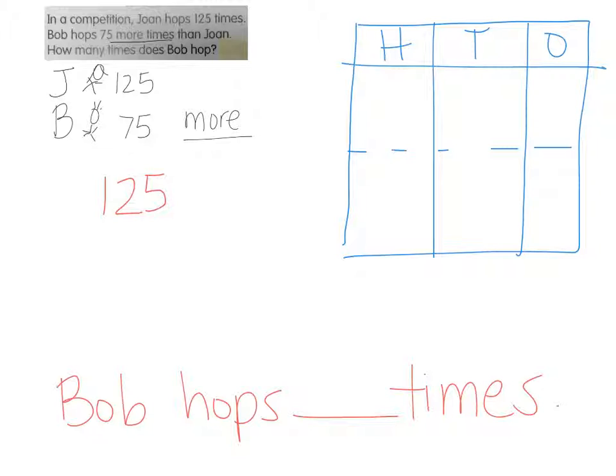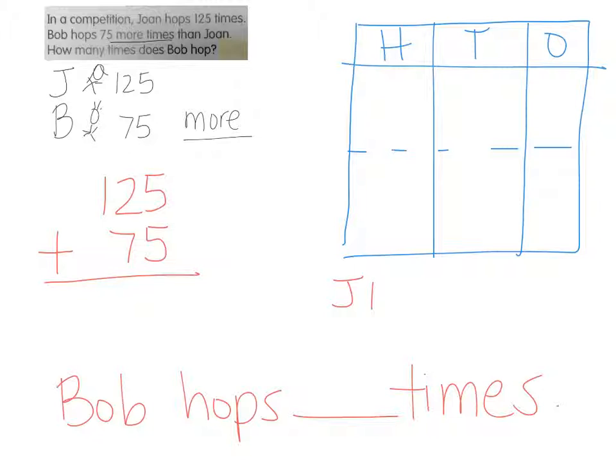Now, so do I need to add or subtract to figure this out? Add. We'll have to add. We're going to say, okay, well, he has 75 more than Joanne. So we have to add those two together, don't we? Add those two numbers together. 125 plus 75. And I could draw even a better picture. Let me show you real quick.